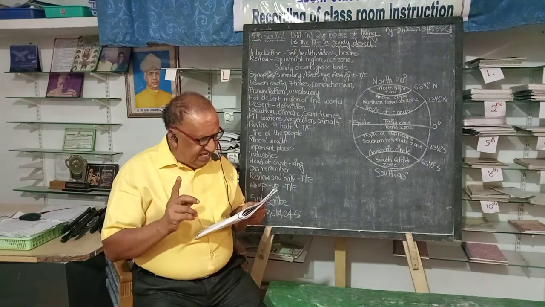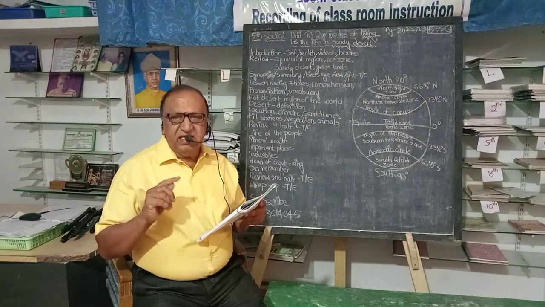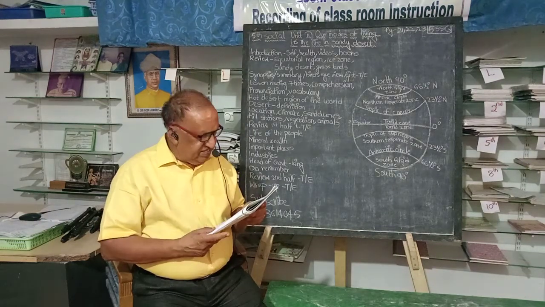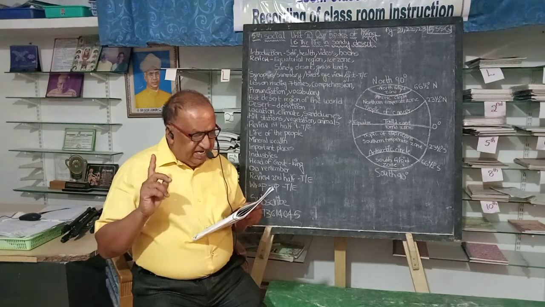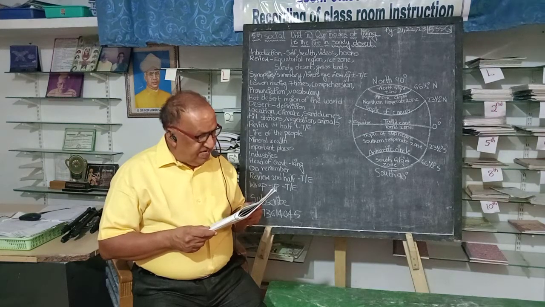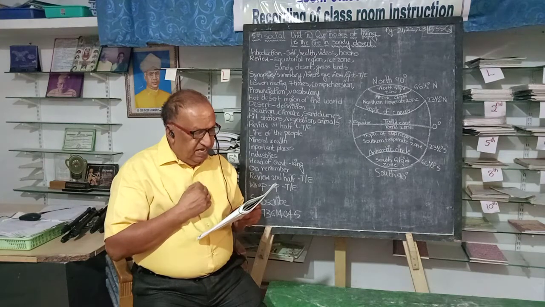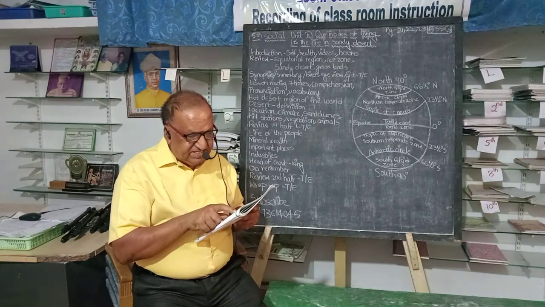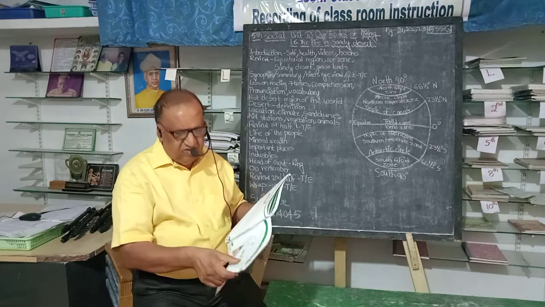Now we shall study about Saudi Arabia to understand the life in the desert region. Location. Saudi Arabia is located in the Arabian Peninsula. Egypt and the United Arab Emirates are its bordering countries. Its coast is along the Red Sea and the Persian Gulf. You can see here Saudi Arabia.